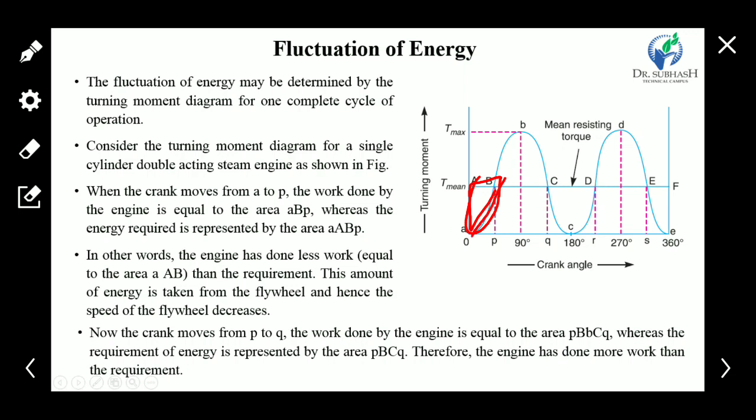This energy is used by the engine, and the other energy is given by the flywheel. So the engine has to work a lesser amount, as shown in the diagram, due to the flywheel. Now the crank moves from P to Q, as shown in the figure here, P to Q.